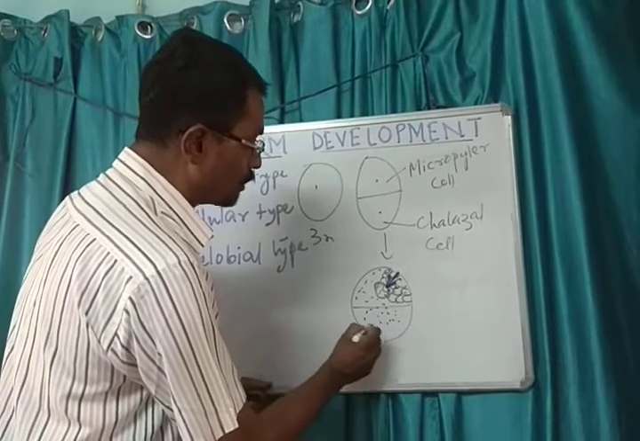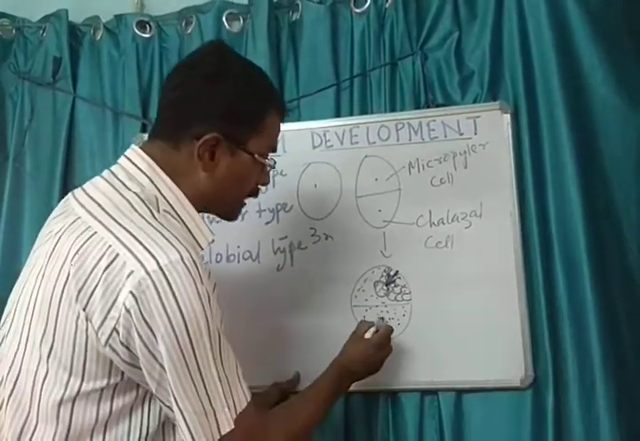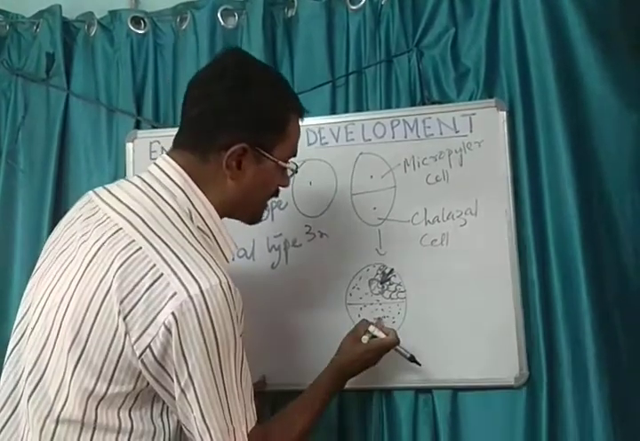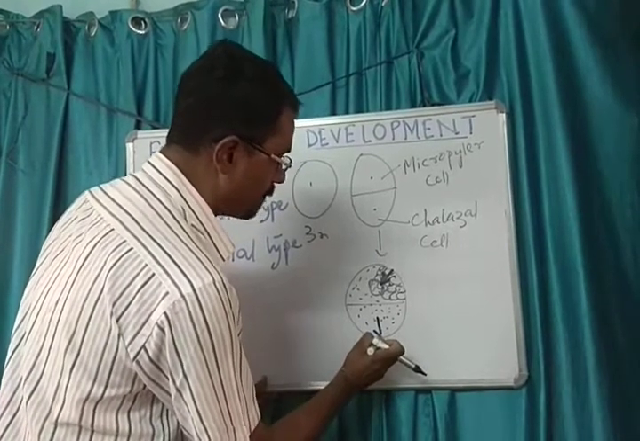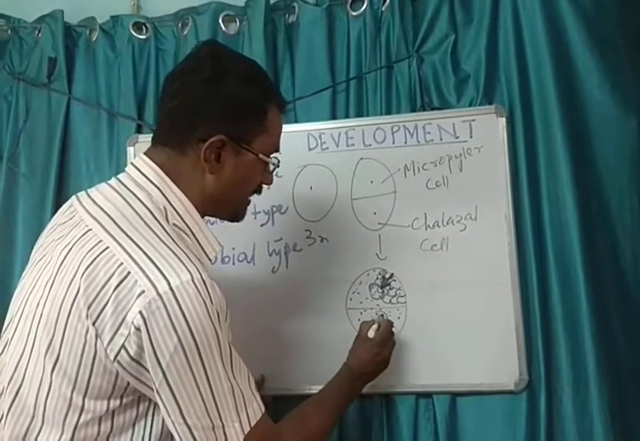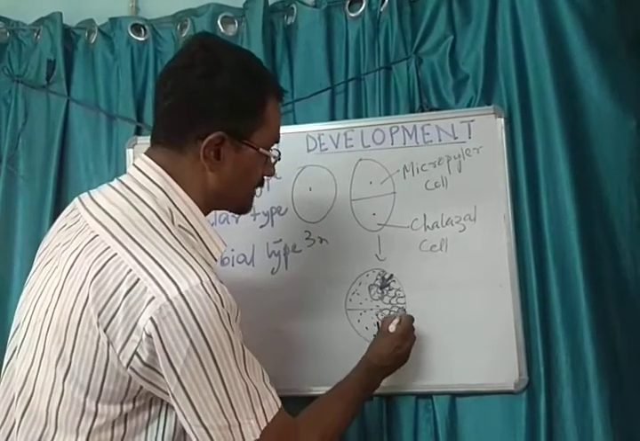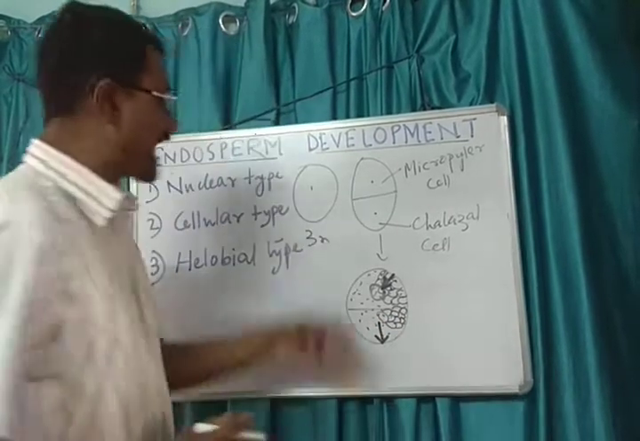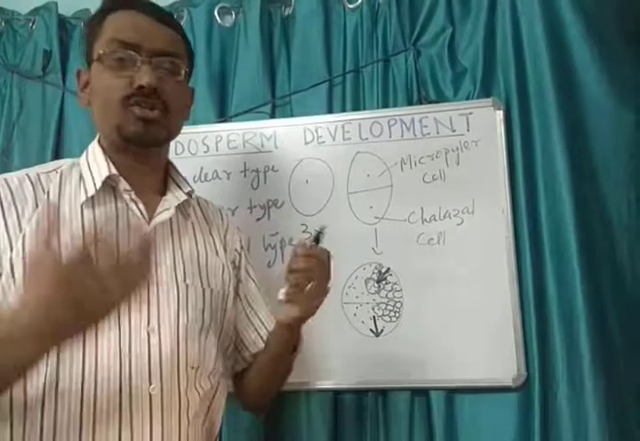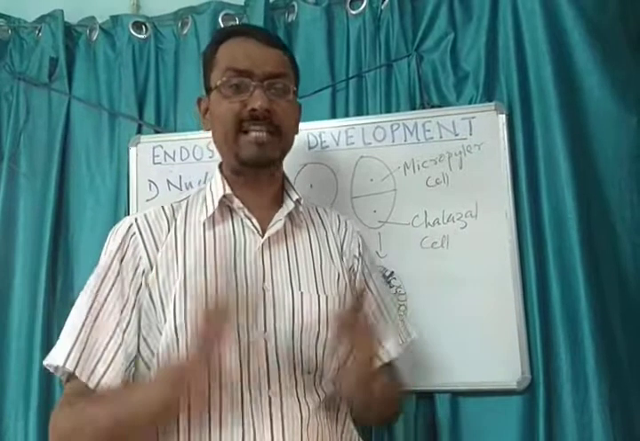Now, in the other part, it may have direct cellular development instead of formation of the vacuole. So you are finding the nuclei develop, then wall formation occurs from the center towards the periphery. So the arrow will be like this, from the center towards the periphery. Wall formation will start like this, from the center towards the periphery. So it has a mix of the nuclear and the cellular type. That type of development of endosperm is called the helobial type.